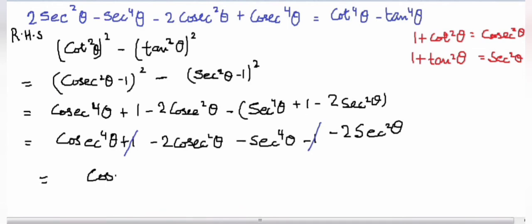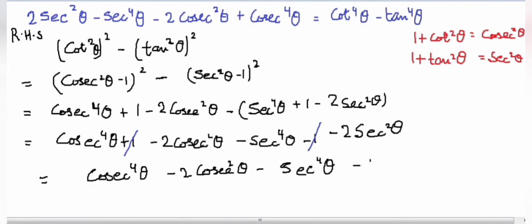power 4 theta minus 2 cosec square theta minus sec power 4 theta minus 2 sec square theta. Now we can see that we have the same RHS. So this is equal to our LHS. So hence proved.